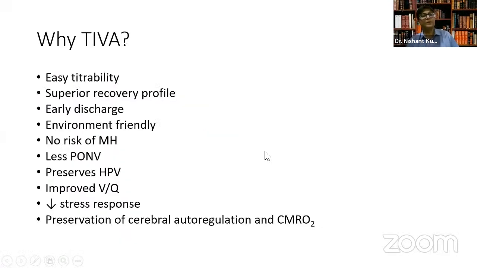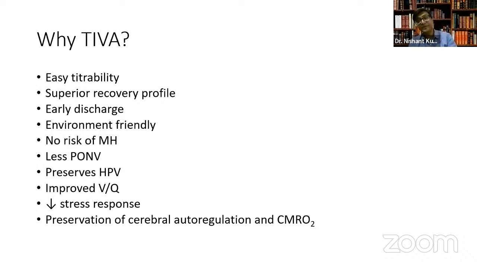So, there's a superior recovery profile and early discharge. No need to emphasize green anesthesia. We know that the inhalational agents persist in the atmosphere for a long period of time. Desflurane and nitrous oxide are particularly notorious for that, and in fact, these are all ozone layer depleters.